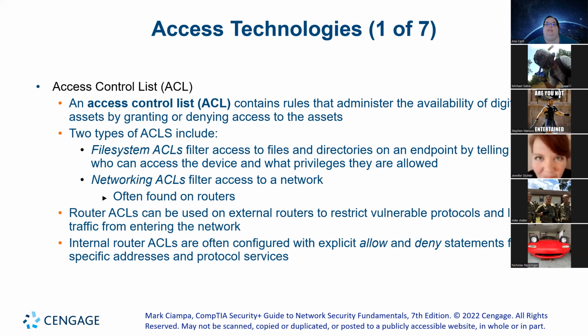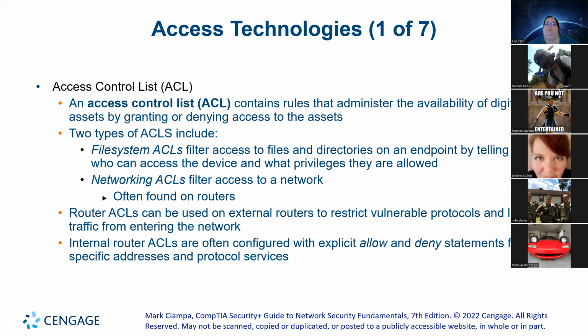Access Control List, or ACL. This contains rules that administer the availability of digital assets by granting or denying access to the assets. Two types of ACLs include file system ACLs, which filter access to files and directories on an endpoint by telling the operating system who can access the device and what privileges they are allowed.